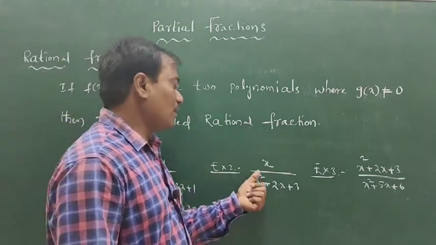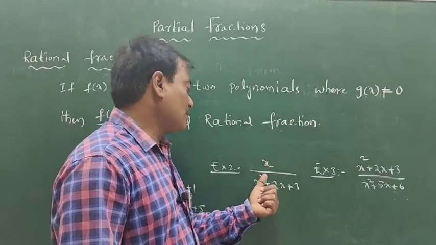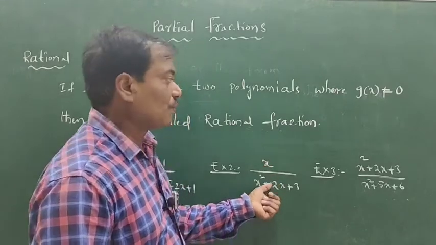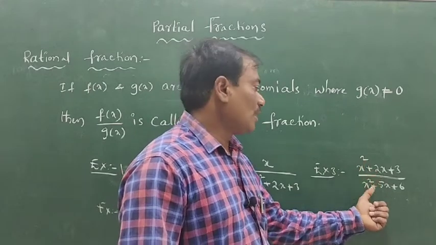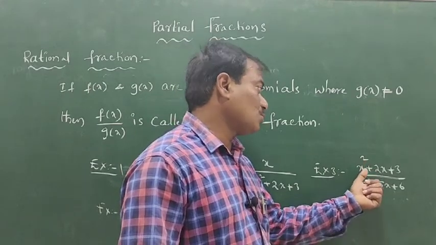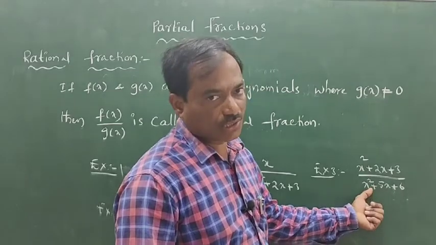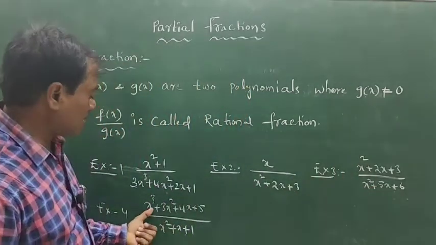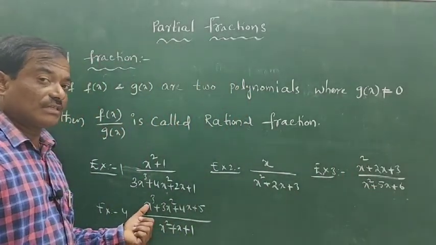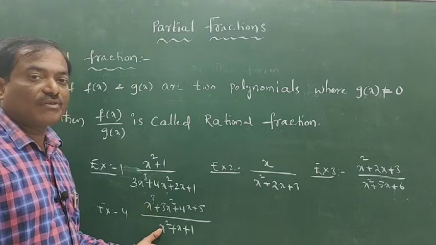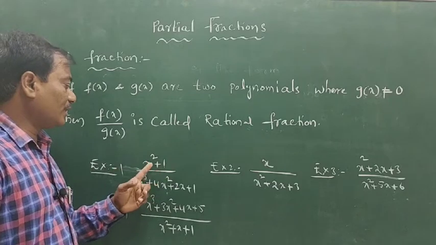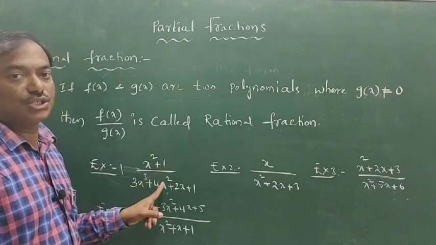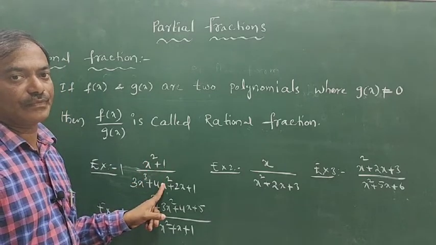And coming to here, the degree of f of x is 1 and the degree of g of x is 2. And coming to this example, the degree of f of x is 2 and the degree of g of x is also 2. And coming to this example, the degree of f of x is 3 and the degree of g of x is 2. Students, please observe the degree of f of x and the degree of g of x.